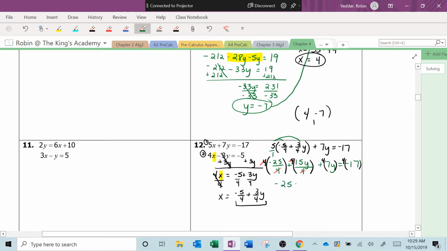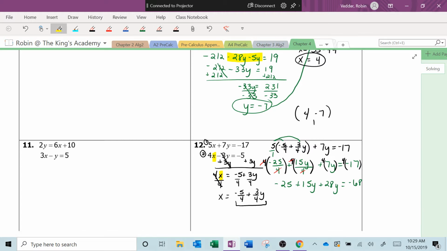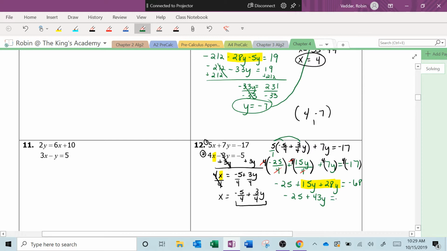Likewise, these 4's cancel each other out, leaving us with a +15y. 4 times 7 is 28y, and 4 times 17, that would be 34, 68, -68. Do we have any like terms? Yes. So again, get rid of your fraction if possible. That way it's a lot simpler to solve. We get -25. And that would be 30, 45, 43y equals -68.